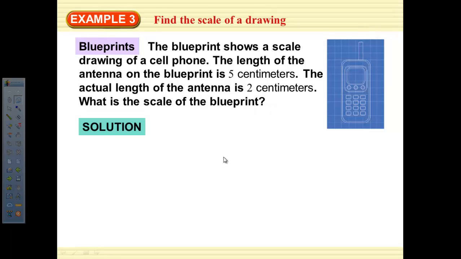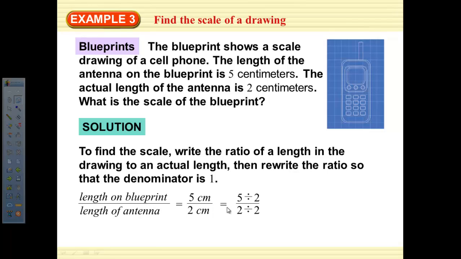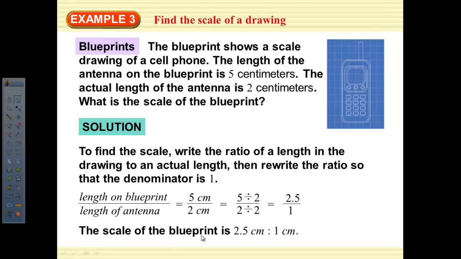So in this case, again, we're writing the ratio of length of the drawing to the actual length, and the denominator has to be 1. So it's length on blueprint over length on antenna. This would be 5 centimeters over 2 centimeters. Reducing this by dividing both top and bottom by 2, we would end up with 2.5 to 1. So our scale of our blueprint is 2.5 to 1.